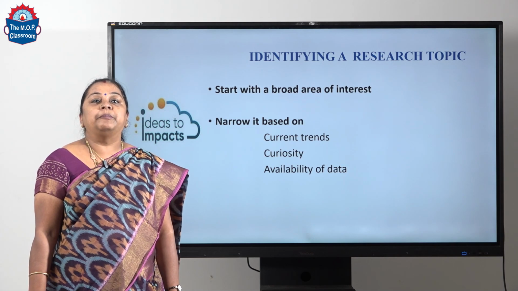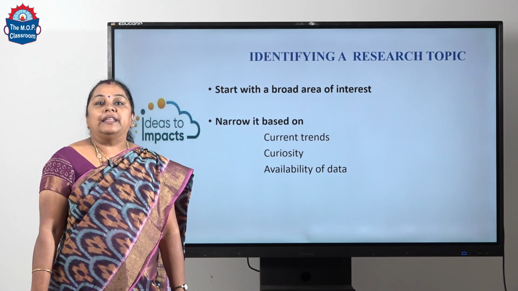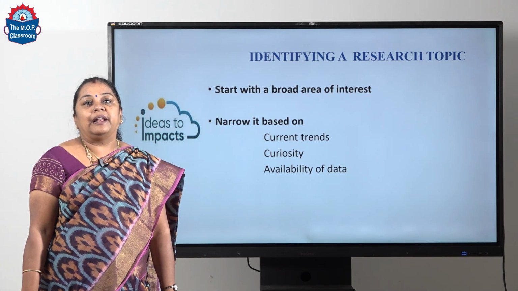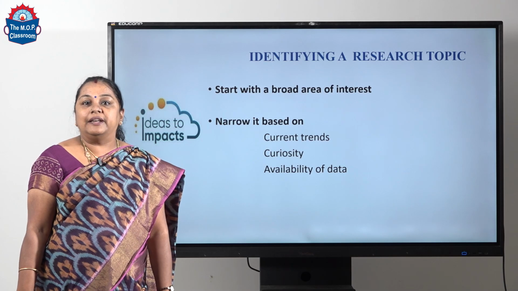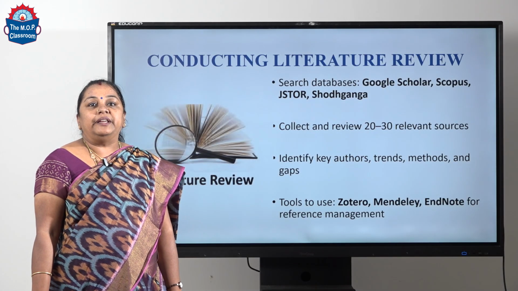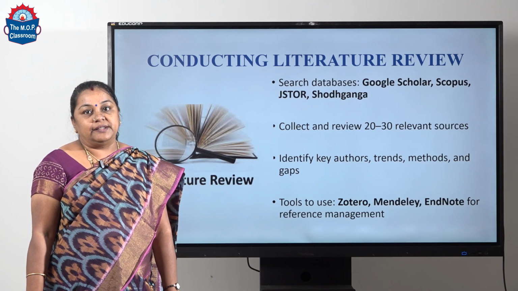For instance, if a person is interested in automobiles or cars, maybe they can pursue research in the future of the car industry, like electric vehicles or driverless cars. Once the topic is broadened, the next step is a literature review. You need to read extensively a lot of journals and articles supporting your research.